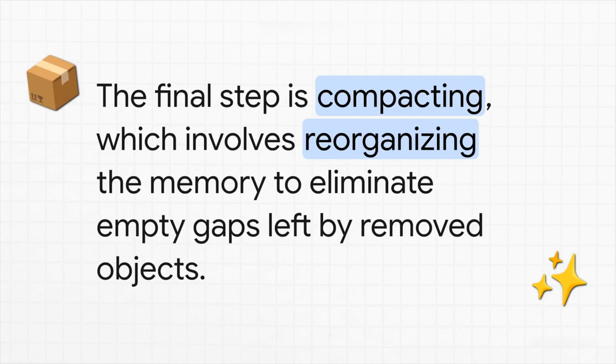But we're not quite done. After the sweep, your memory can look a little, well, like a slice of Swiss cheese. You've got live objects, then a hole of free space, then more objects, then another hole. So the final step is compact. The GC literally shuffles all the surviving objects together side by side, getting rid of all those empty gaps. And this is super important because it makes creating new objects incredibly fast later on.